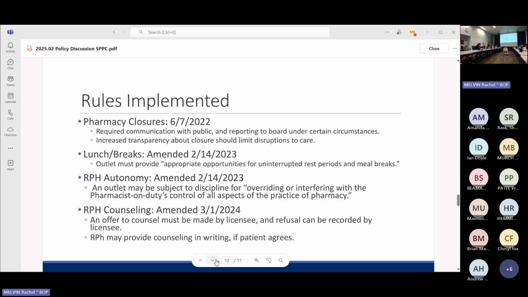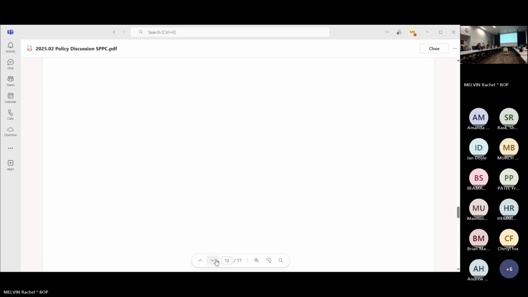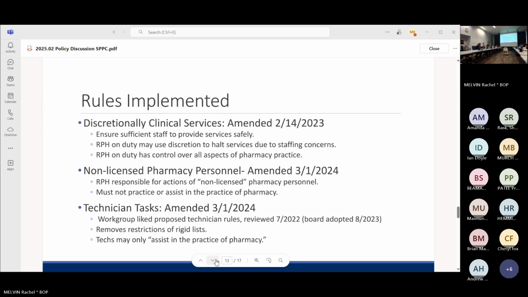And in terms of counseling, last year, March 2024, I guess we're in 2025 now. March 2024, an offer to counsel must be made by the licensee, and a refusal can be reported by the licensee. It must be a licensee to report it. An RPH may provide counseling in writing if the patient agrees. And also, all of these were in February or March 2023.